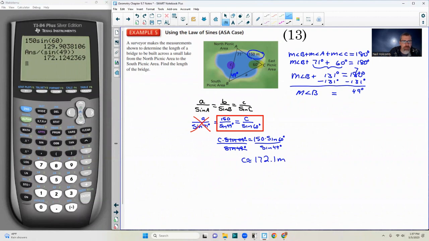Because AC is drawn in meters, 150 meters. So my answer is the bridge will be 172.1 meters long. Okay, so now you should be able to do problem number 13 in your exercises.